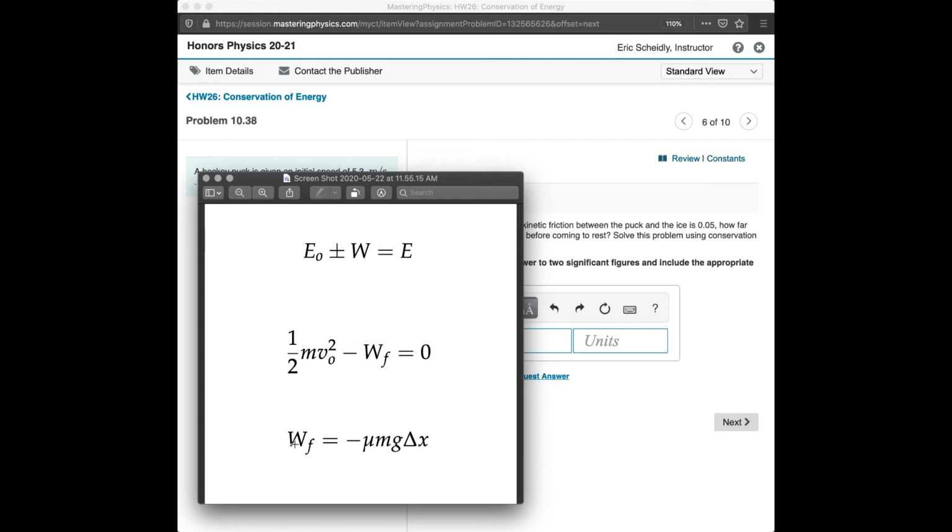But the work done by friction is the force of friction, which is negative mu mg. We'll flash back to Newton's laws there, where it's mu times the normal force, and the normal force is equal to mg in this case, multiplied by the displacement, which is the distance traveled that we're looking for. I could take this expression for the work done by friction and plug it into my conservation of energy equation and then solve for delta x, or, if you like, use the conservation of energy equation to calculate how many joules of work is done by friction, and then use that to calculate delta x. Either way, the work done by friction is related to the distance the puck slides in coming to rest.